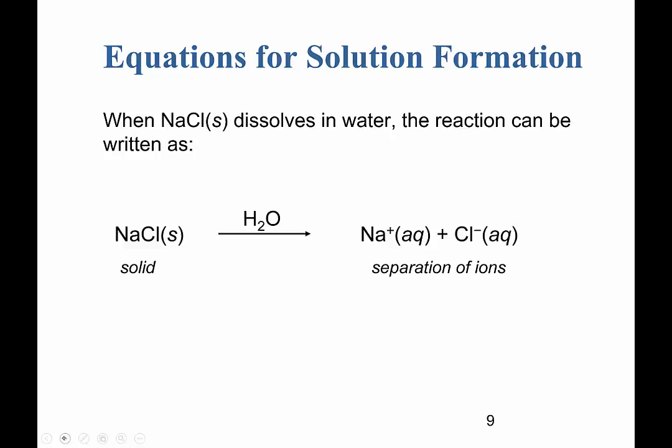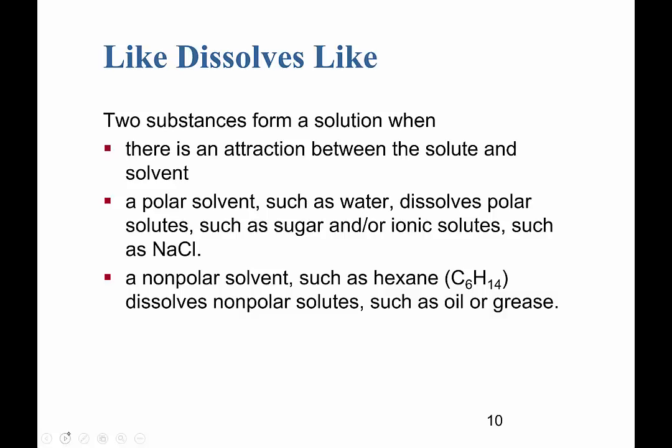If we want to look at what the equation looks like, if I have a solid, sodium chloride, and I'm dissolving it in water, then it breaks apart and it forms ions. So I have the sodium ion and the chloride ion. And when I have things that dissolve, there is going to be an attraction between the solute and the solvent. So polar things like water dissolve other polar solutes, such as sugar or ionic solutes.